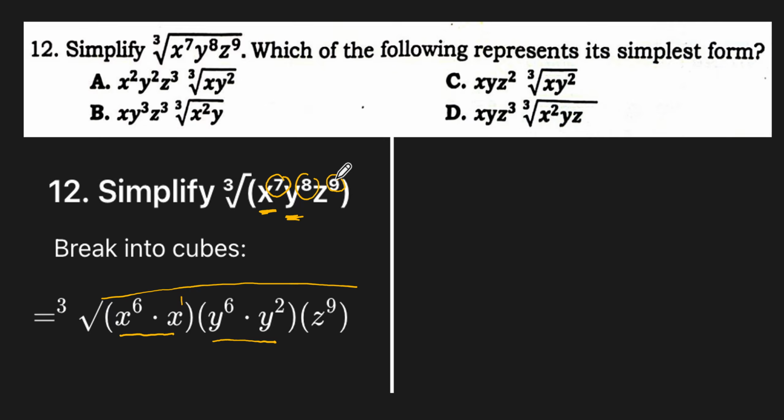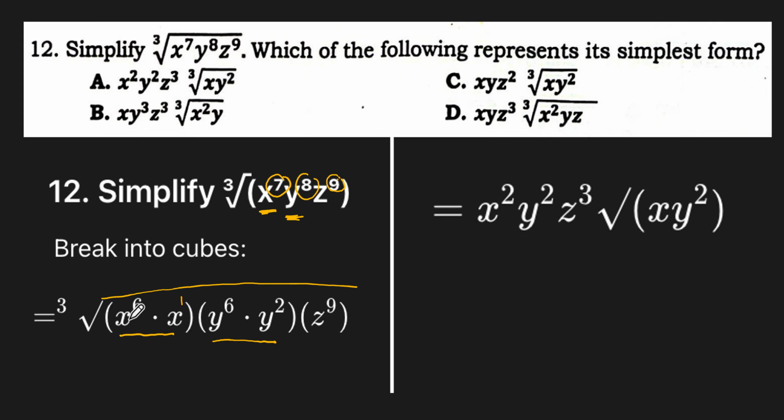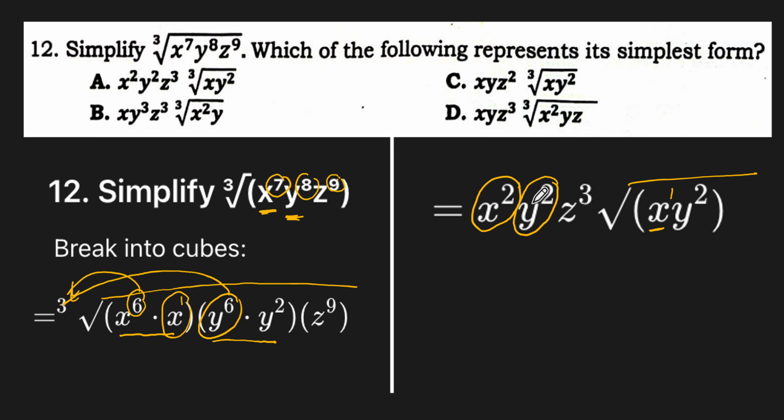Then, we simplify the following. So, we have x raised to 6. We can divide 6 by 3. The answer is x raised to 2. Okay? So, we will write it outside the radical sign. And then the remaining x raised to 1 will remain inside the radical sign. Also, we have y raised to 6. The 6th exponent divided by 3, that is y raised to 2. And there must be a remaining one, the y squared.